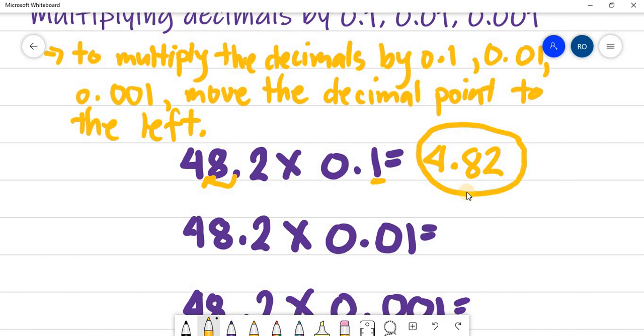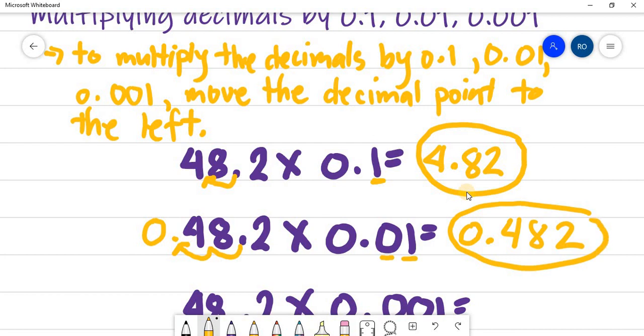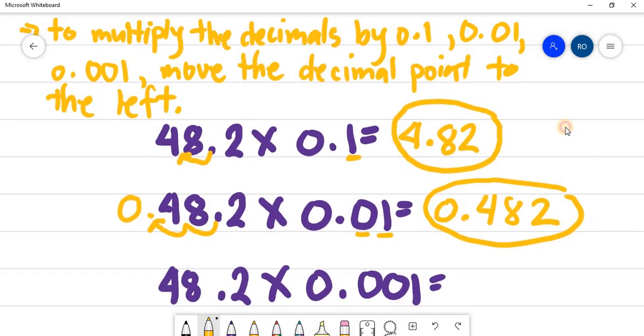Now, what if we multiply 48.2, or 48 and 2 tenths, times 0.01? Here, again, we have 2 decimal places. So we're going to move the decimal point to the left twice. 1, 2. So the decimal point is here, meaning we have to add 0. So our answer is 0.482, or 482 thousandths. Okay, let's take the final example.